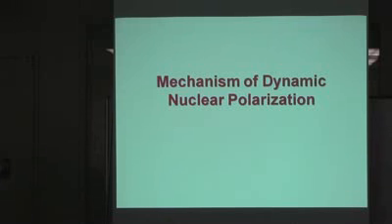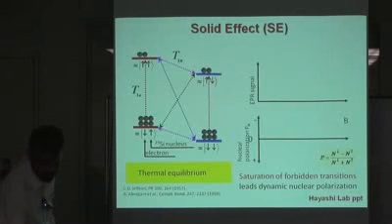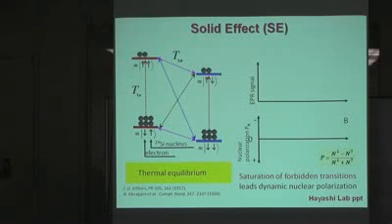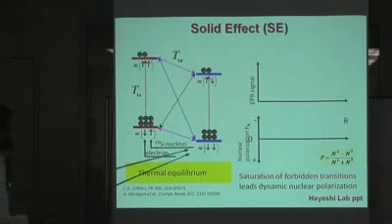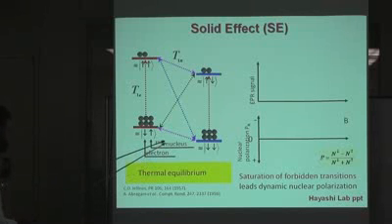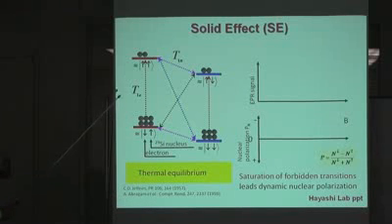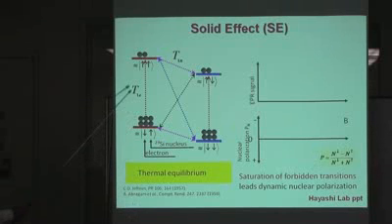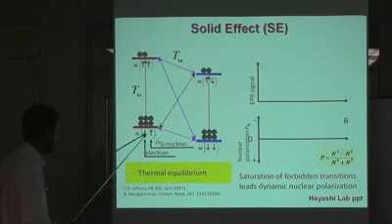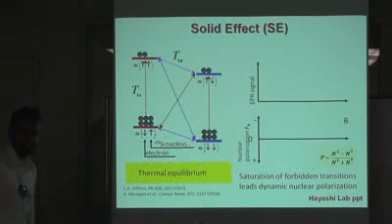Mechanism of dynamic nuclear polarization. I will explain the solid effect because in my sample I observed the solid effect. This is the thermal equilibrium diagram of the electron and 29Si nuclear spin system. Here you can see the ratio of the population of down electron spin to up electron spin is 3:1. In the case of 29Si, up to down is 1:1.